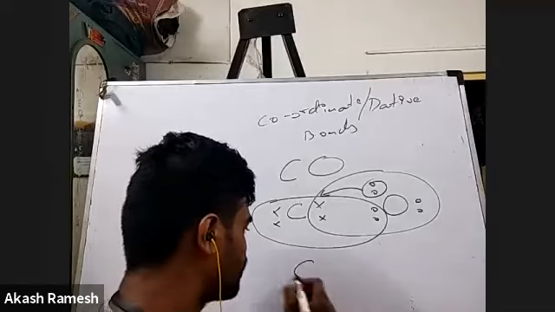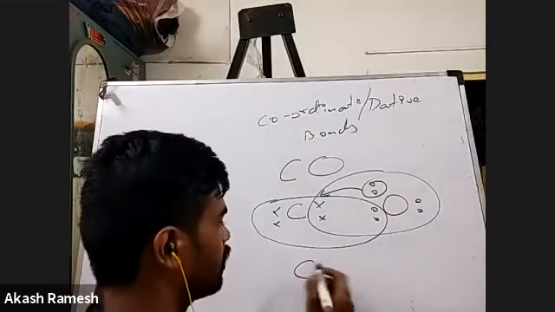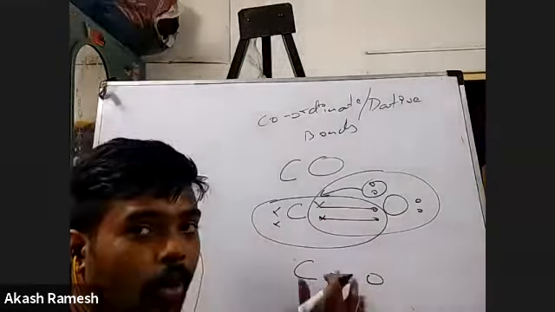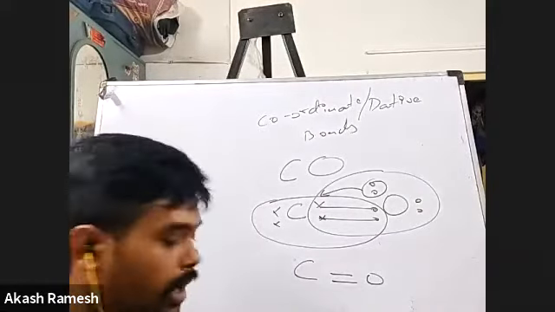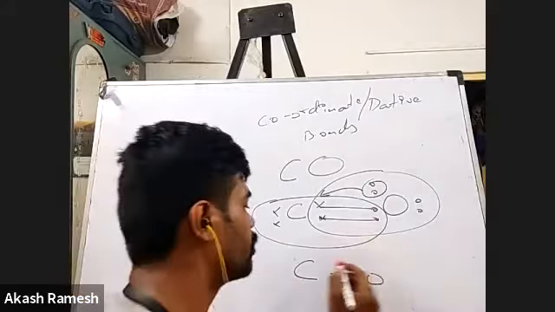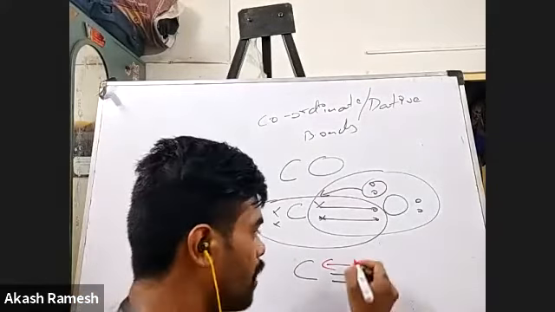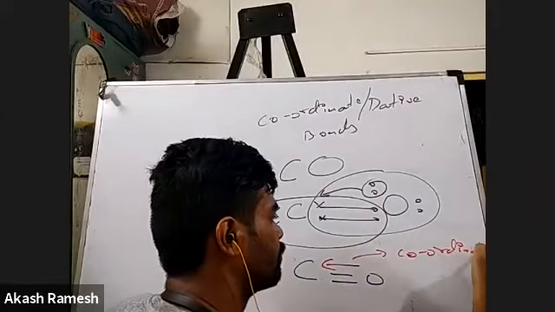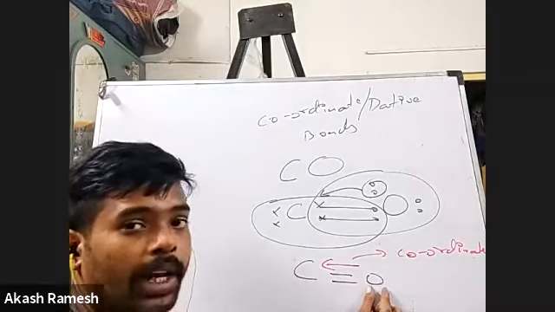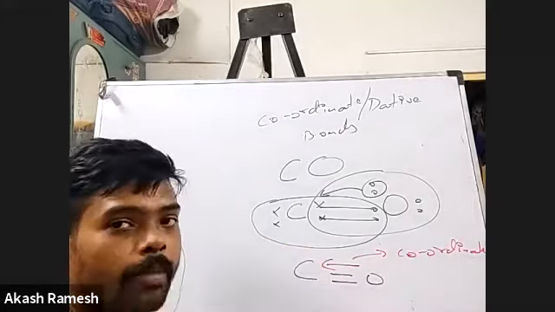So let me represent it like this. I had the carbon atom. There are two bonds which are normally formed, and out of that, one is sigma and one is pi. That is understood. But there is a third bond getting formed here. I'll put it like this: this arrow mark represents a coordinate bond. It represents that the lone pair, the two electrons, are coming from oxygen to carbon. That's what the arrow mark indicates.